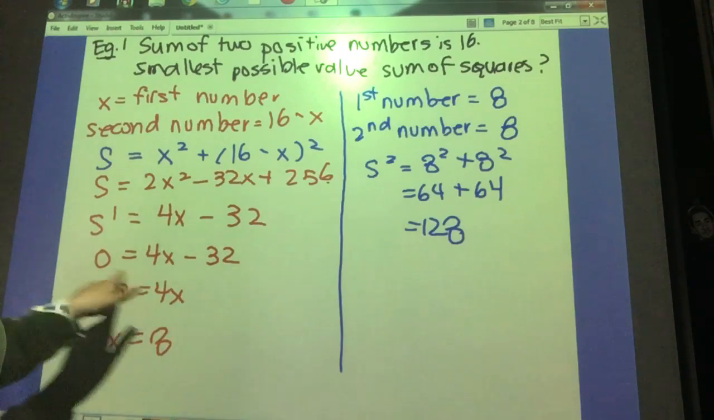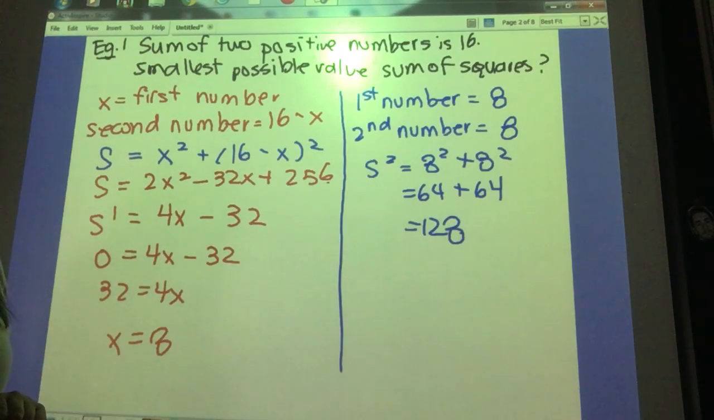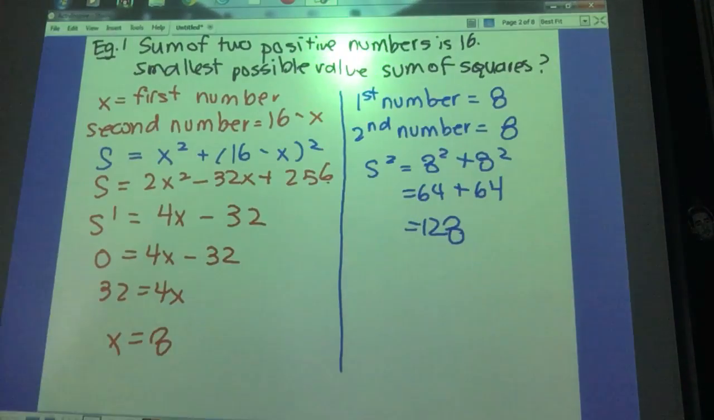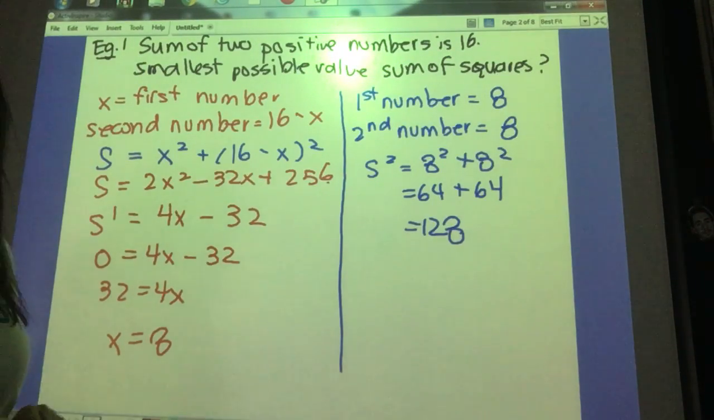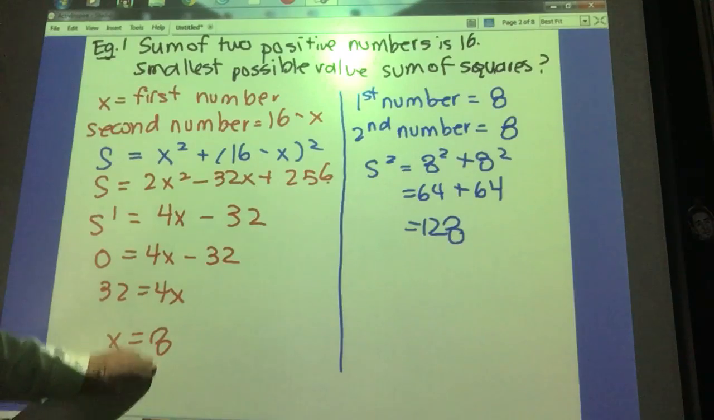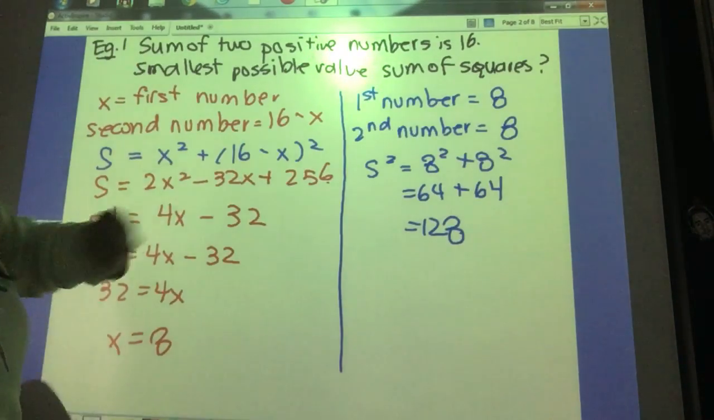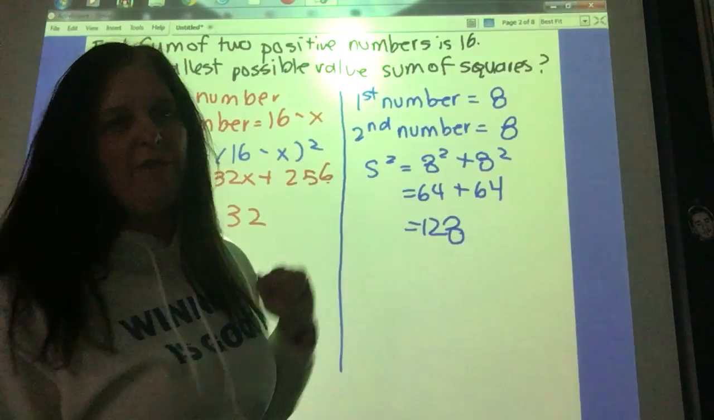Then we set that to 0 and our critical number is 8. Then we answer the question. Now be careful, make sure you answer the question. Some people might stop there and go, oh, I know the first number is 8, we're done. But remember, what's the smallest possible value of the sum of their squares? So don't forget to reread the question and make sure you've answered it.